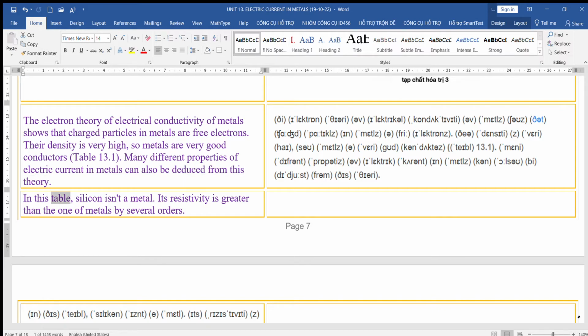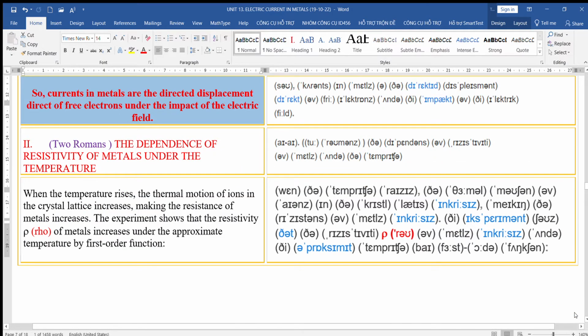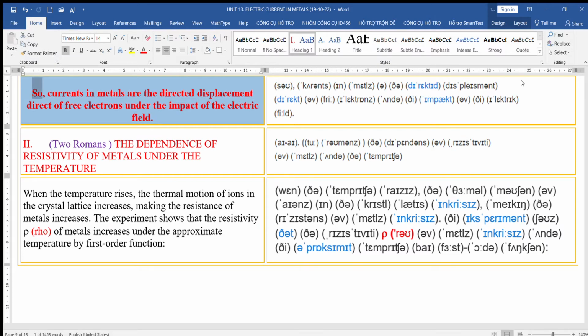In this table, silicon isn't a metal. Its resistivity is greater than that of metals by several orders of magnitude. So, currents in metals are the directed displacement of free electrons under the impact of the electric field.